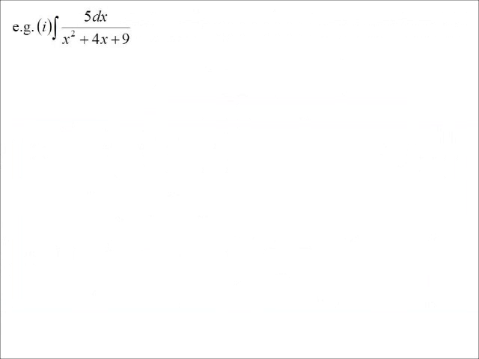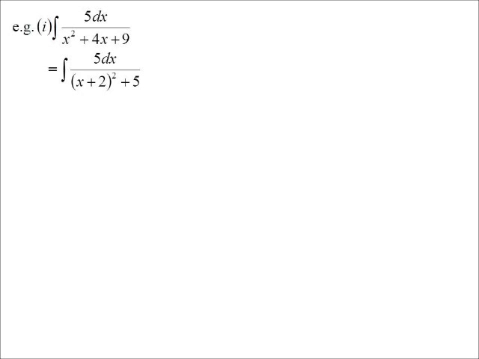Okay, so let's do one. You see, because all quadratics I can rewrite as either the sum or difference of two squares by completing the square. So it'll fall into one of those integrals. So if I've got x squared plus 4x plus 9, I can rewrite that as x plus 2 squared plus 5. So I've got x squared plus a squared.